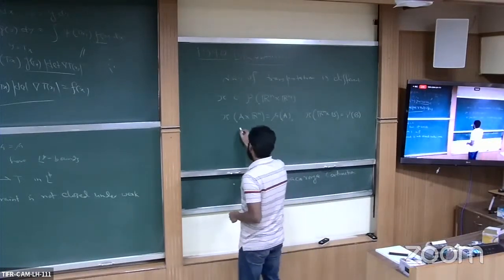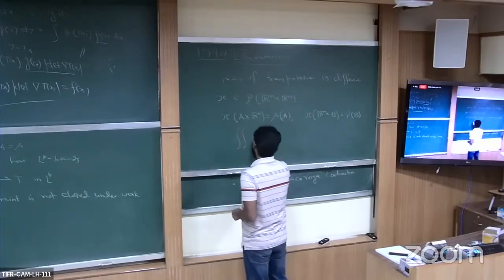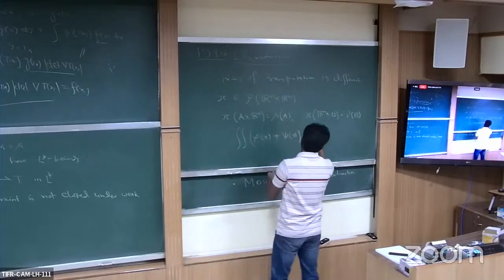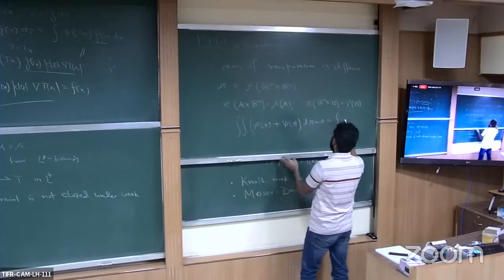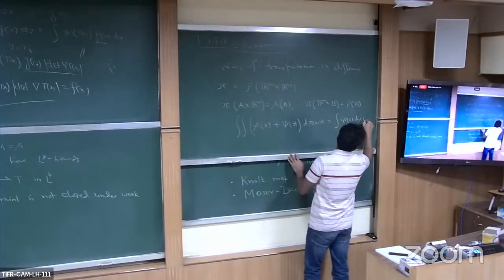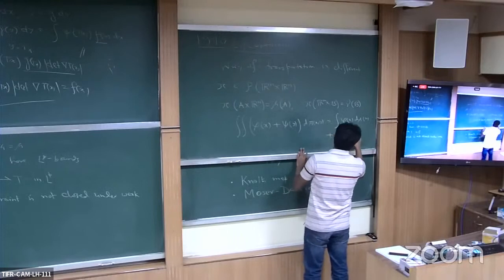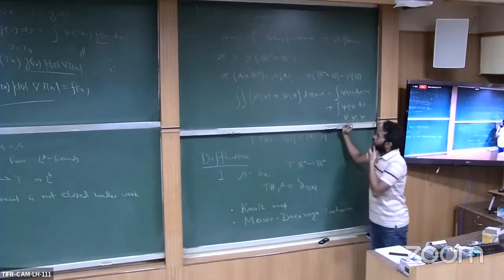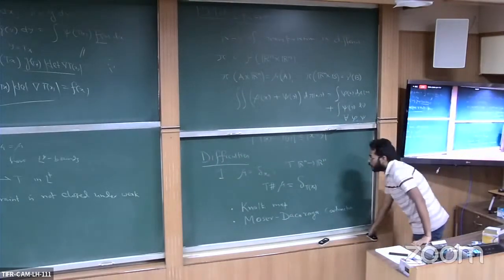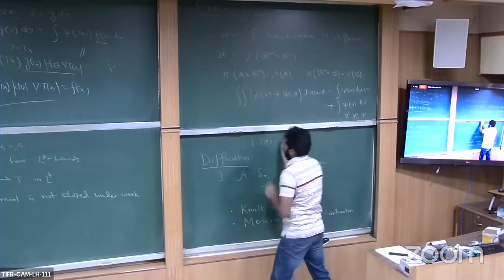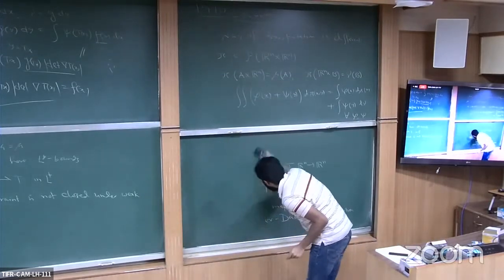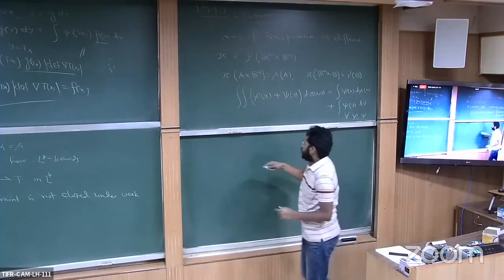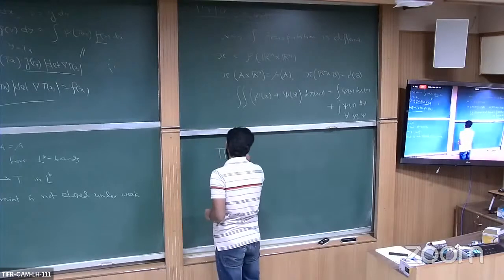Equivalently, you can write these two constraints as the integral of phi of x plus psi of y d pi equals the integral of phi d mu plus the integral of psi d nu, for all phi, psi which are integrable. He considered this kind of transportation plans, and we will denote all such plans by capital Pi of mu, nu.